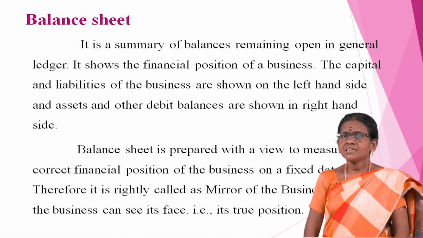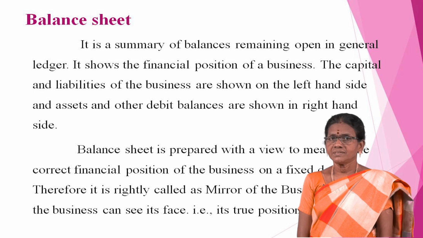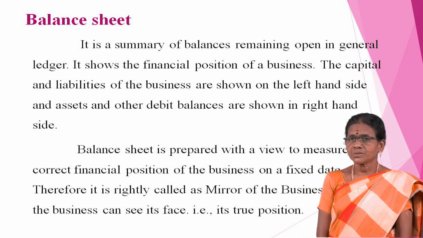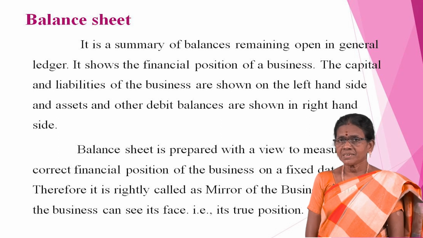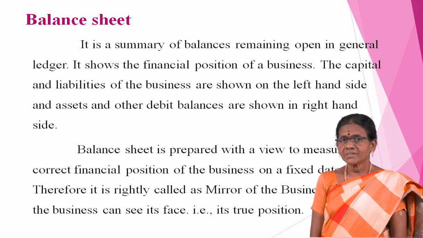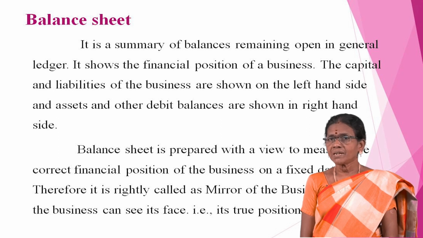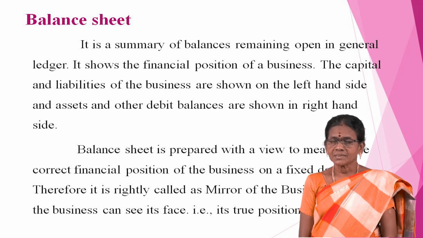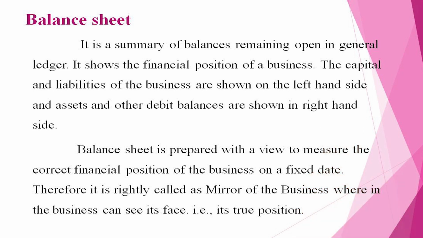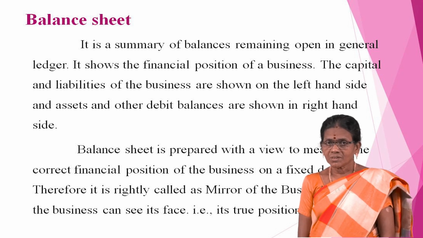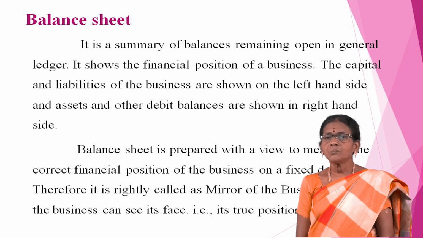Then the balance sheet. It is a summary of balances remaining open in the general ledger. It shows the financial position of the business. The capital and liabilities of the business are shown on the left hand side, and assets and other debit balances are shown on the right hand side. The balance sheet is prepared with a view to measure the correct financial position of the business on a fixed date. Therefore, it is rightly called the mirror of the business, in which we can see its face, that is its true position.